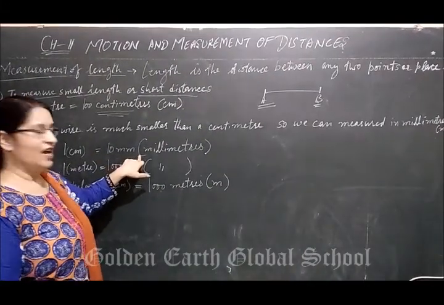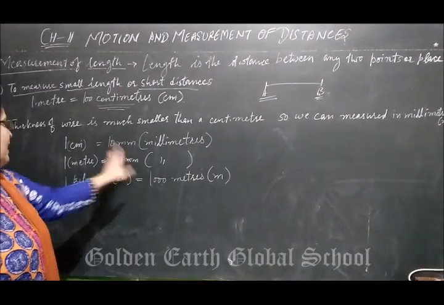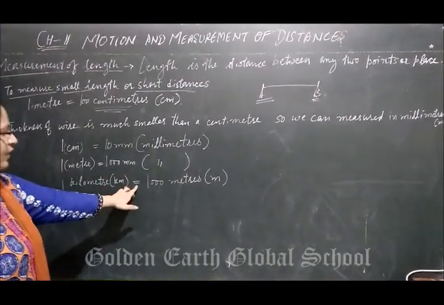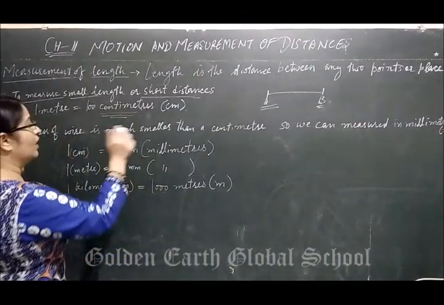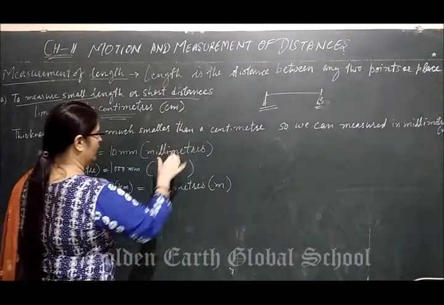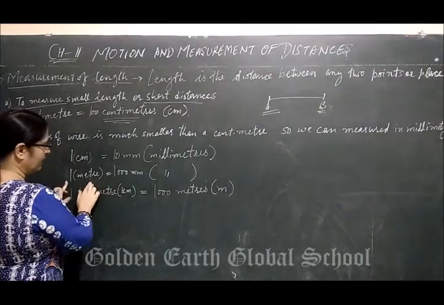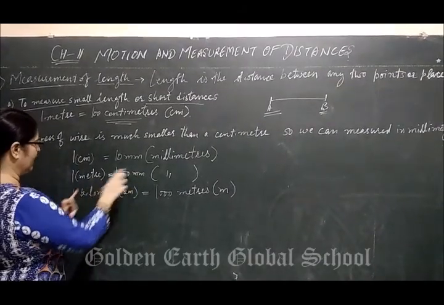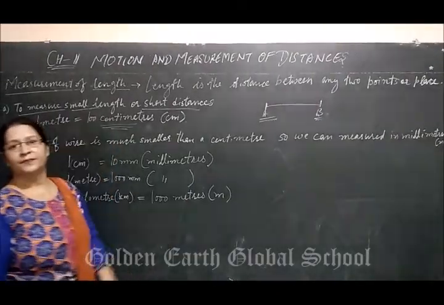All of you know this thing also very well. Then 1 meter is equal to 1000 millimeter and 1 kilometer is equal to 1000 meter. Means for smaller distances we can use centimeter, or for thickness we can use millimeter. For longer distances, 1 meter is equal to 1000 millimeter and 1 kilometer is equal to 1000 meters.